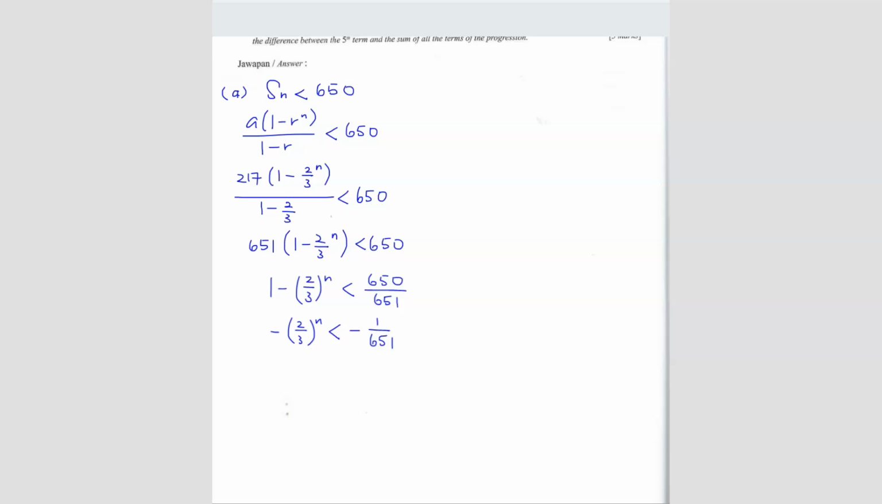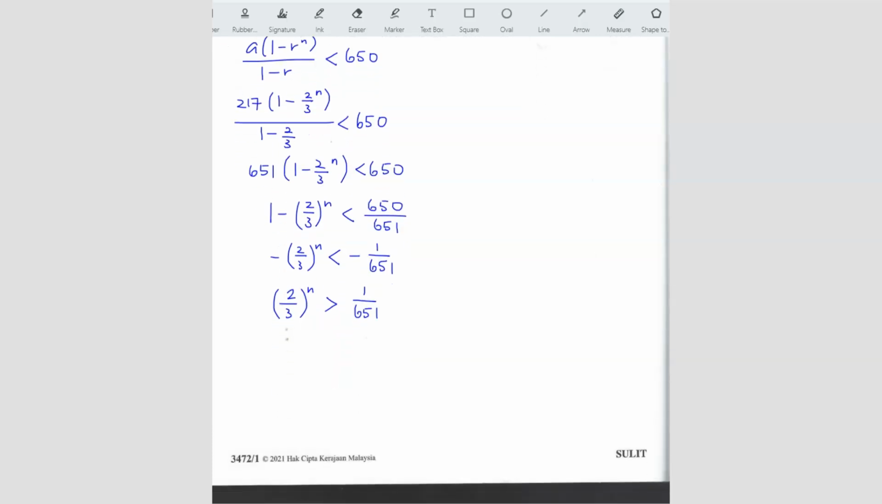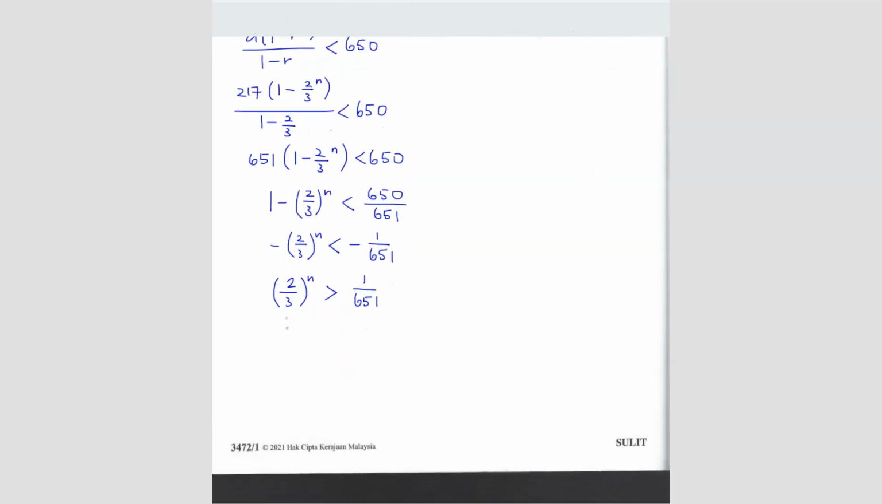Okay, so what are we going to do now? We're going to shift the negative over. When you shift the negative over, don't forget the sign must change. So you get (2/3)^n more than 1/651. A lot of people make the mistake of not turning the sign. If you don't turn it, then your answer will be incorrect.